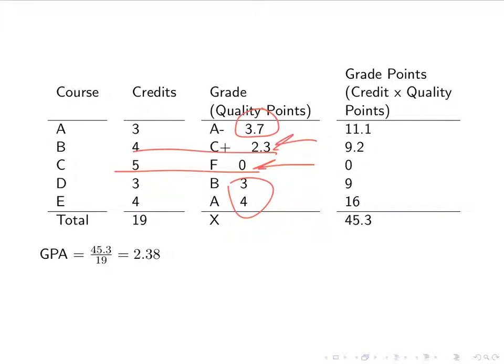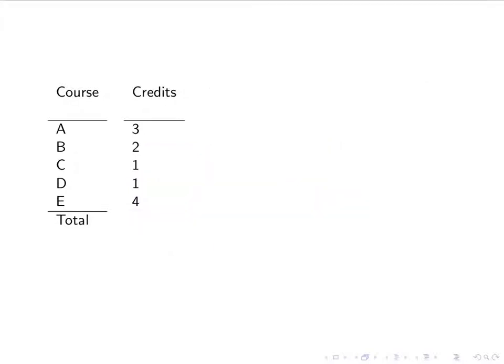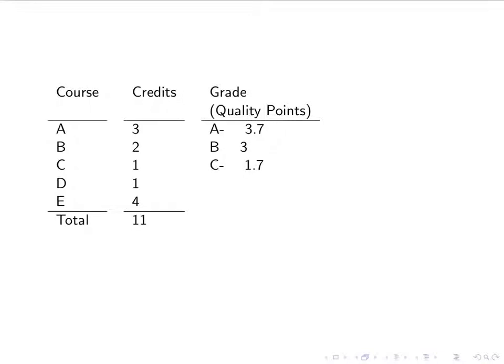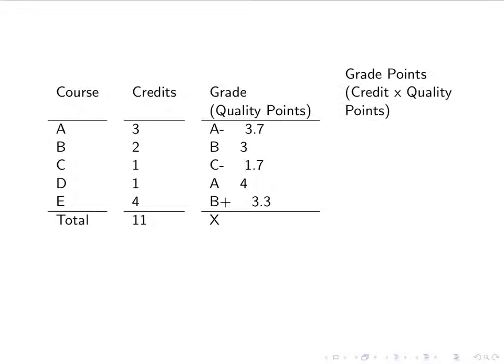So let's do one more. So we've got the courses, we've got the credits, we'll add them all up. We get 11, and then we'll start looking at the grades. So we have all the grades and the quality points. Again, the total of this doesn't make sense. And then this is the part where you have to do the bulk of your work.